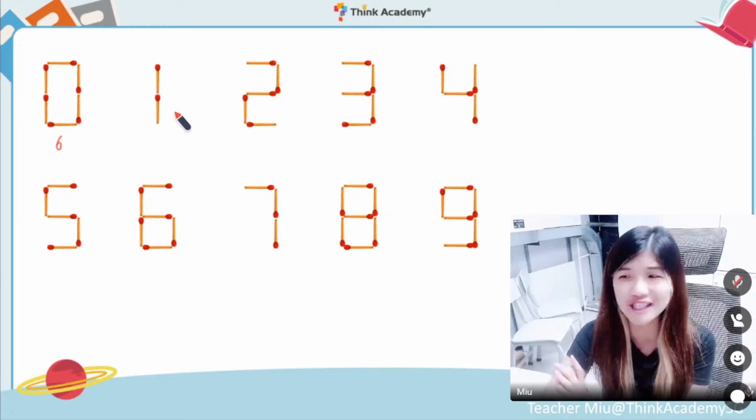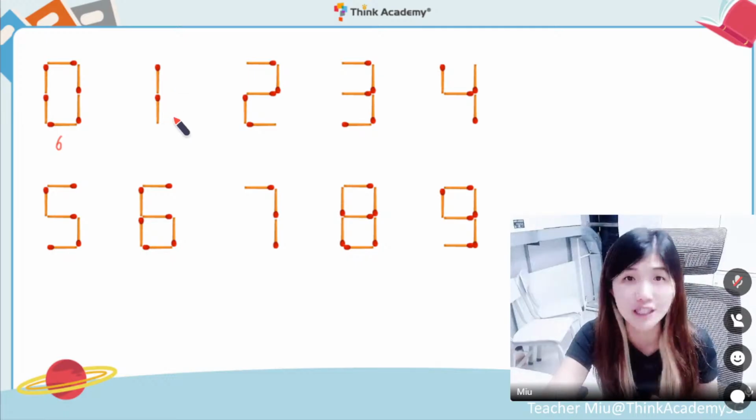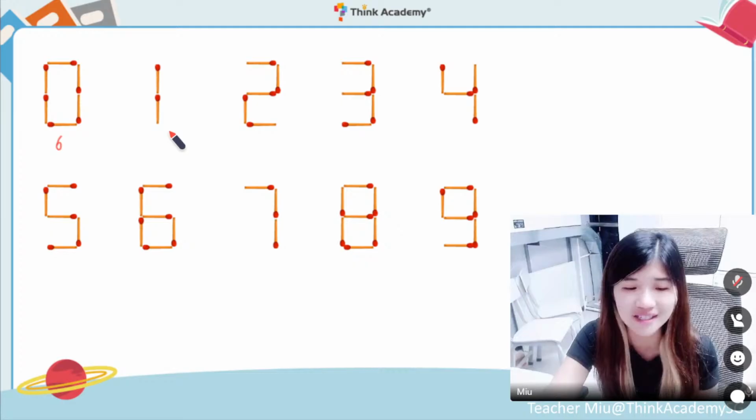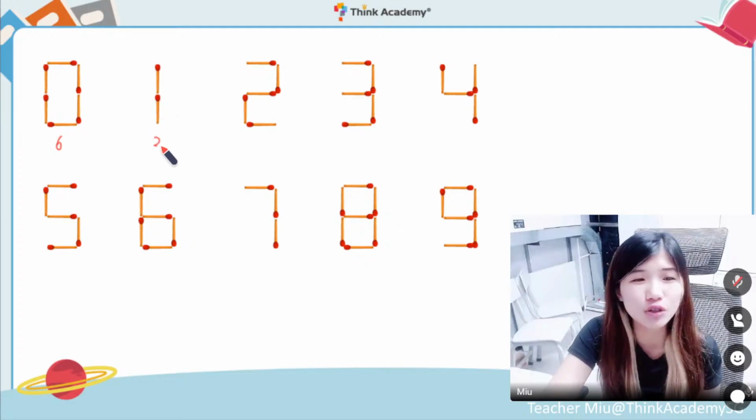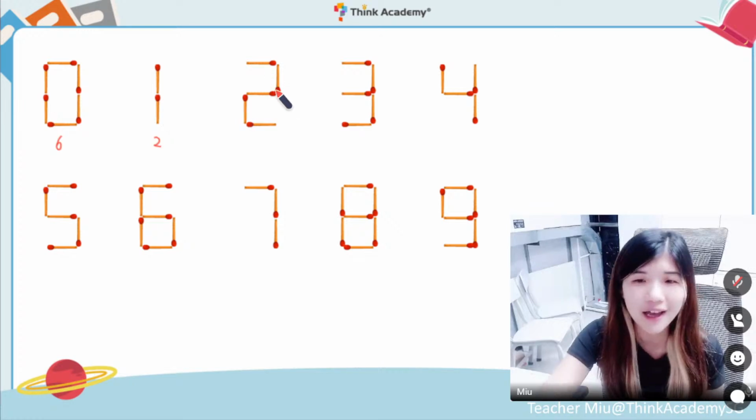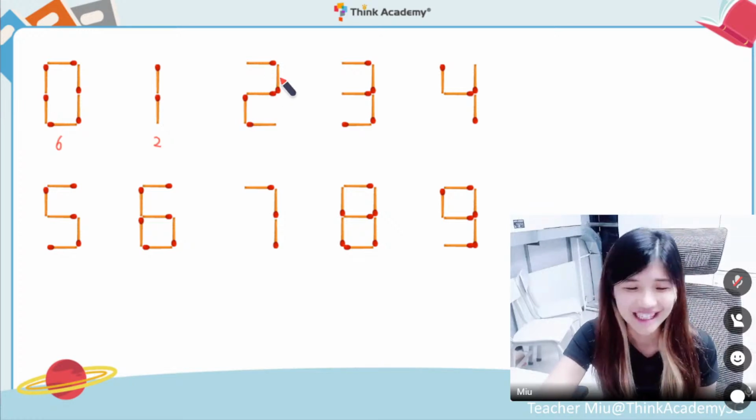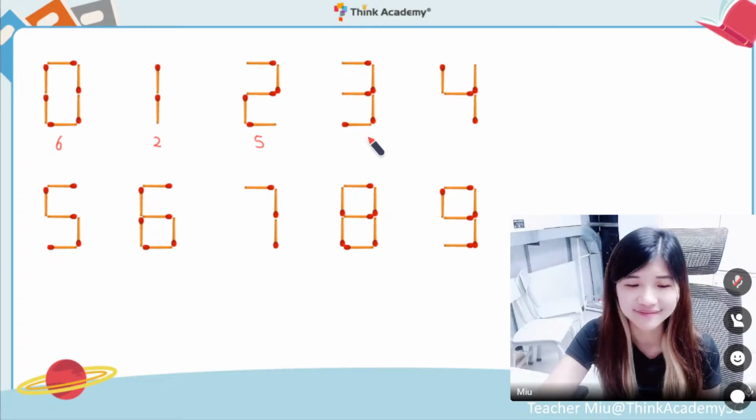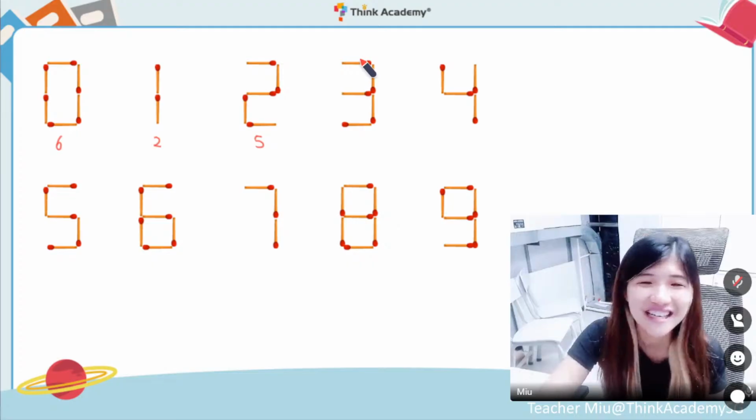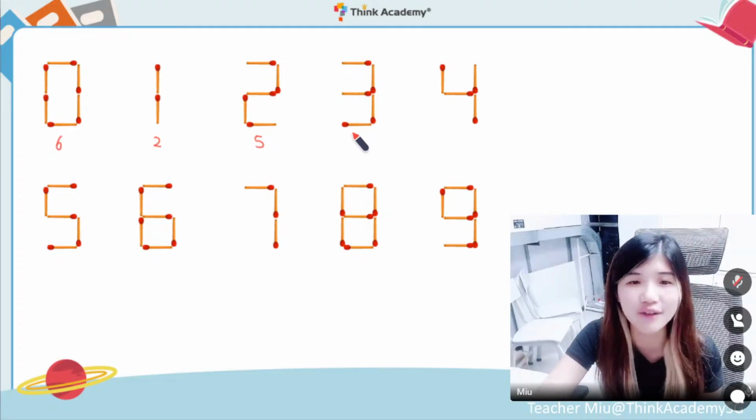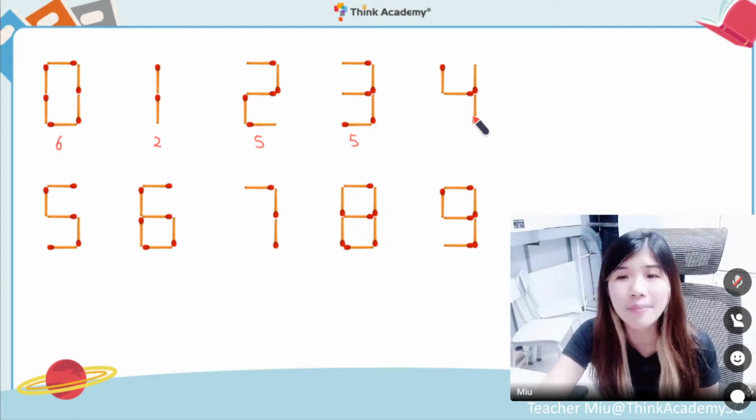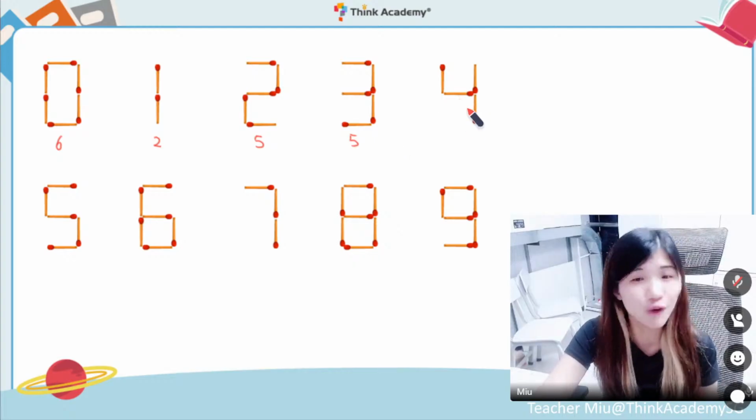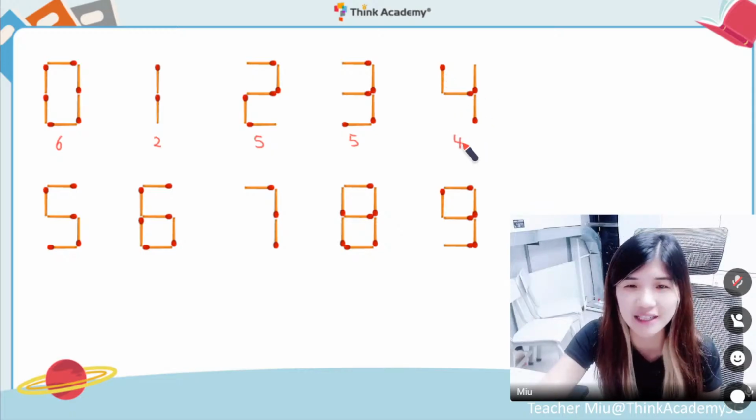Good. What about digit 1? How many statistics do we need to make a digit 1? Now you can answer in the chat box. Good job, so fast, well done. There must be 2 statistics making a digit 1. And what about digit 2? Great. You can see there is 1, 2, 3, 4, 5. 5 statistics making a digit 2. What about digit 3? Again, it must be 1, 2, 3, 4, 5. 5 statistics to make a digit 3. What about digit 4? 4 is a very special one. You will have 1, 2, 3, 4. 4 statistics to make a digit 4.